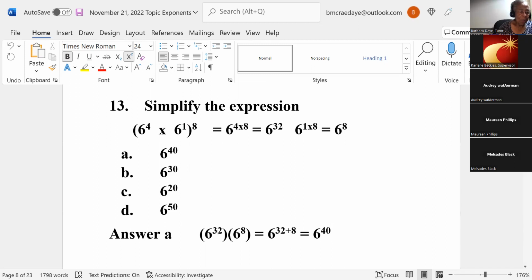Okay, so you add the 32 and the 8, those two powers, and you get 40, and that's how you get answer A.